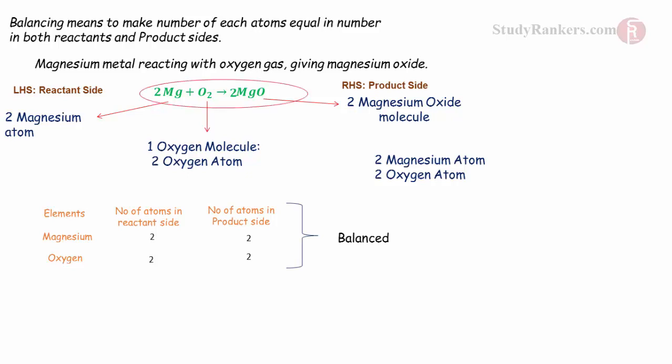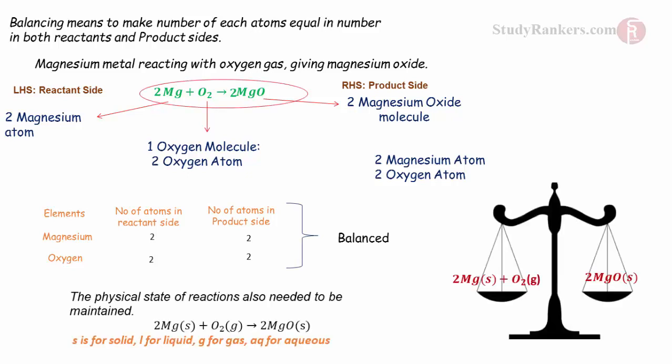In a chemical equation, information regarding physical state is also added. Generally, in order to balance a chemical equation, we need to start with the atoms maximum in number. Remember, balancing an equation means balancing the number of atoms. We use S for solid, L for liquid, G for gas, AQ for aqueous to indicate the physical state.